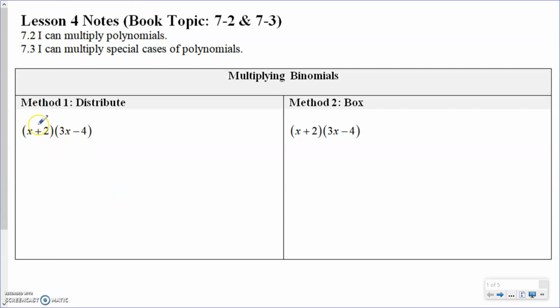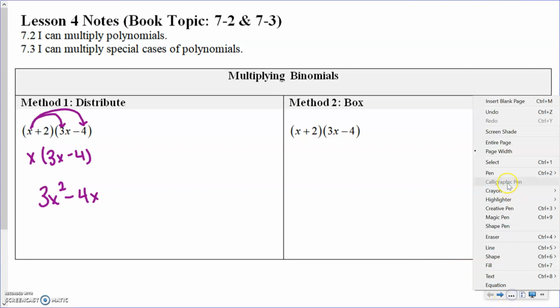The first one you'll see me do often. This is what I grew up learning to do. We're going to distribute. So I'm going to do x times 3x and x times negative 4. Okay, so I get 3x squared minus 4x.